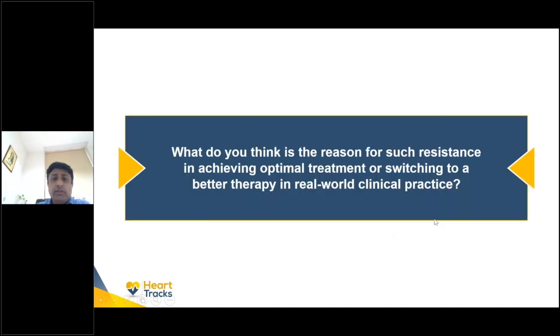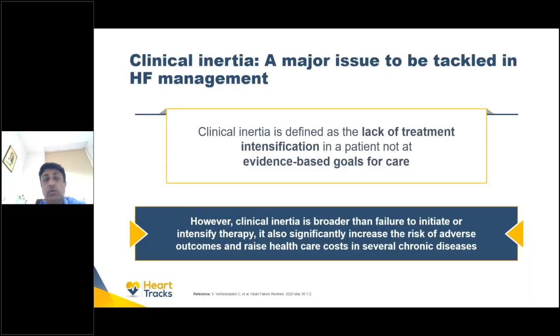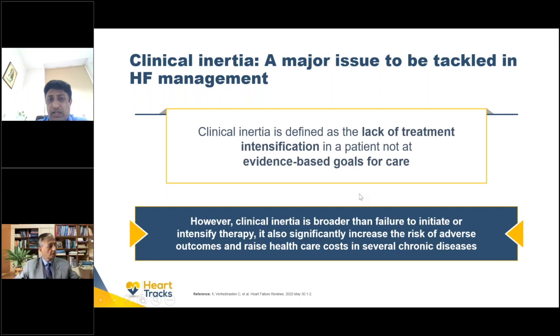So what do you think is the reason for such resistance in achieving optimum medical treatment, or giving these patients guideline directed medical therapy to the optimum medical dose? Clinical inertia not only means not starting a medical management or a particular drug, but also not giving it up to the optimum dose used in clinical trials. So this clinical inertia has to be managed, and evidence-based physicians should be aware of the dose which has to be given to these patients.